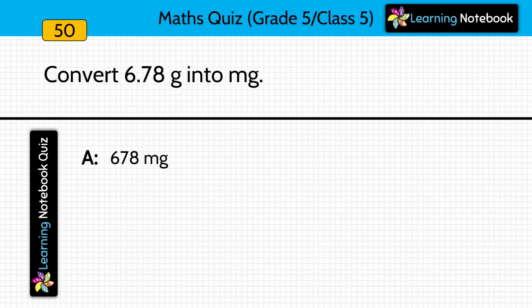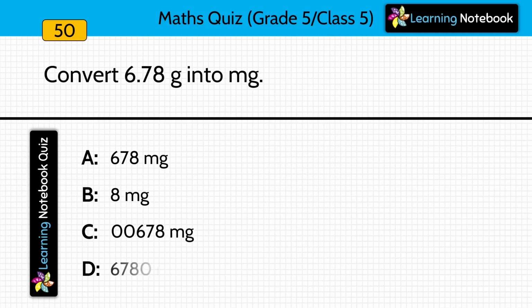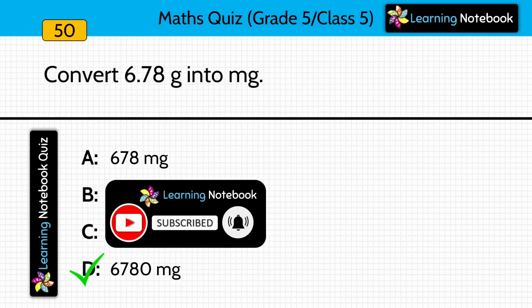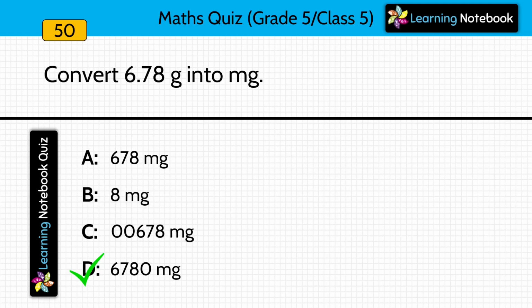Now we are going to do the last question of this quiz. Convert 6.78 grams into milligrams. So this is a question of conversion. You should know how to convert grams into milligrams. Answer is 6780 milligrams, because we know 1 gram equals 1000 milligrams. So 6.78 grams will be equal to 6.78 into 1000, which equals 6780 milligrams.